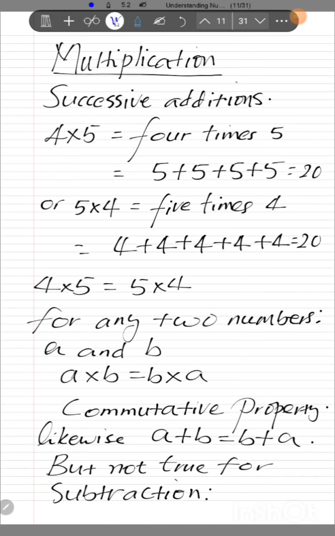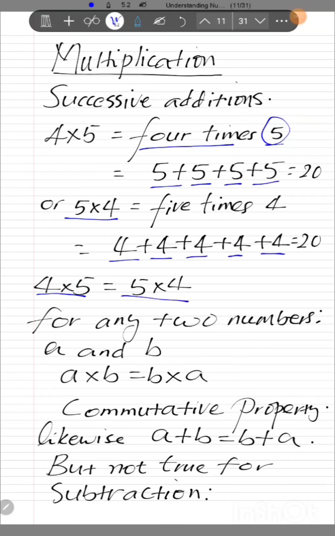What about multiplication? Multiplication is just successive addition. What is 4 times 5? 4 times 5 means 4 times the number 5. Put number 5 how many times? 1, 2, 3, 4. And then you add. In other words, you can apply the commutative property here: instead of 4 times 5, you can put 5 times number 4. You will have the same result. So 4 times 5 is 5 times 4.